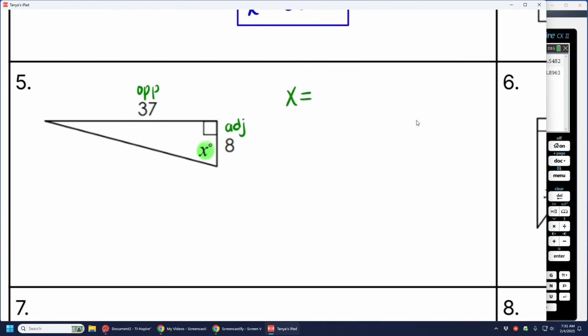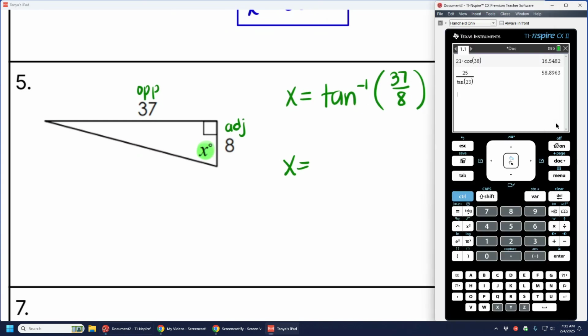So x equals tan inverse, the little -1, of opposite over adjacent, so 37 over 8. Okay, so this one is actually a little easier because there's nothing to move around. You could just type it in like that.